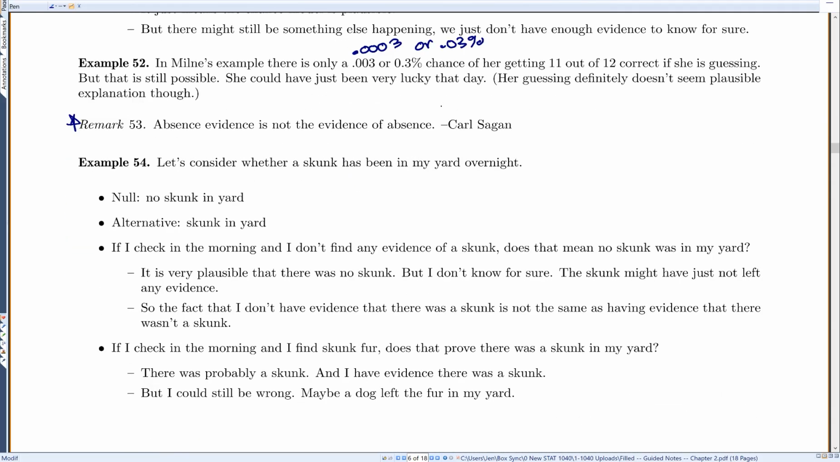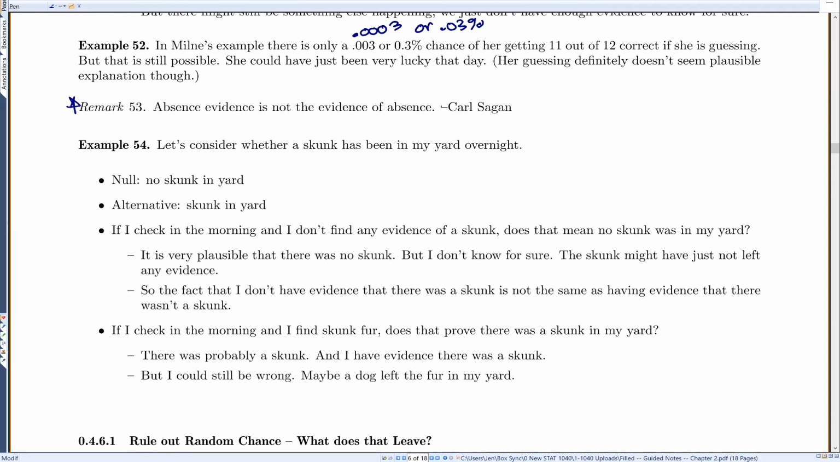Or let's consider this example of whether or not a skunk has been in my yard overnight. The null would be that there's no skunk in the yard because there's not usually skunks in my yard. The alternative is that there was a skunk in the yard. So if I check in the morning and I don't find any evidence of a skunk, does that mean that there was no skunk in my yard? Well, it's very plausible that there was no skunk, but I don't know for sure. The skunk might have just not left any evidence. So the fact that I don't have evidence that there was a skunk is not the same as having evidence that there wasn't a skunk. To truly know if there wasn't a skunk, I would have had to have video cameras over my entire yard all night.